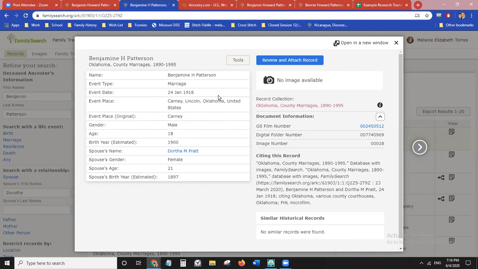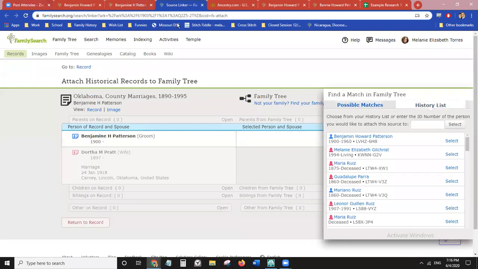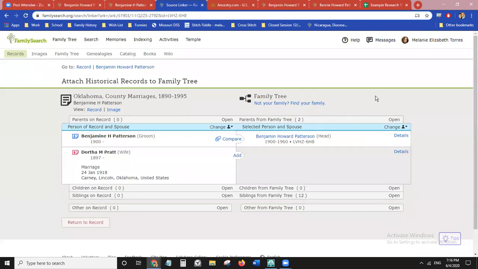So I'm looking at this, and this looks like a real good match. It matches all the information that we know. So I'm going to go ahead and review and attach this record. And I'm going to show you how you can create a person from these records. So I'm going to select Benjamin to be my focus person.